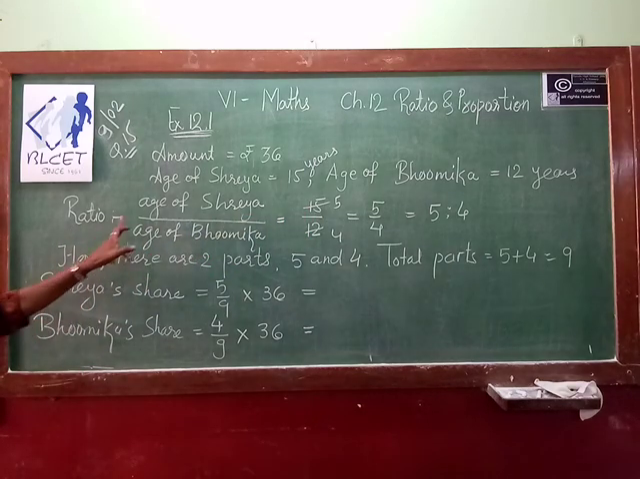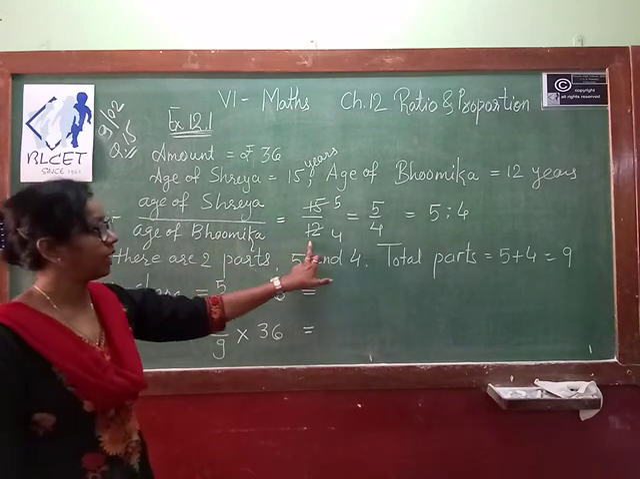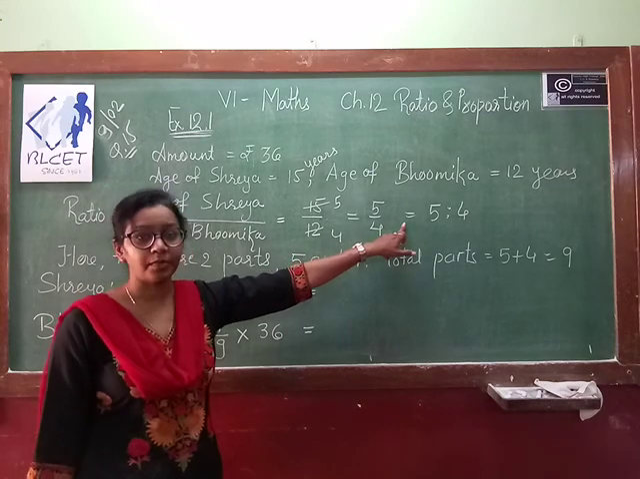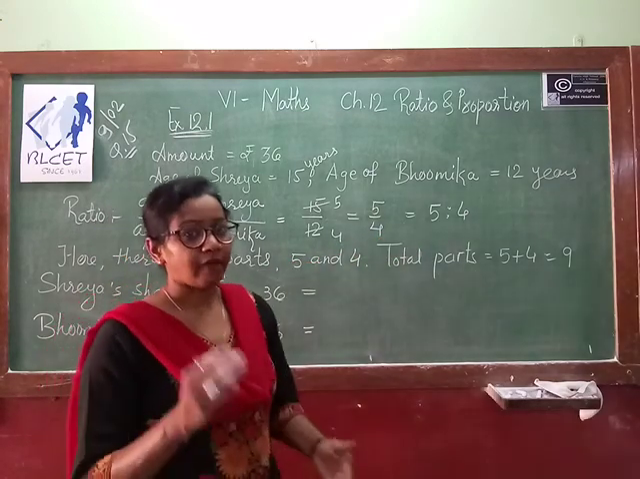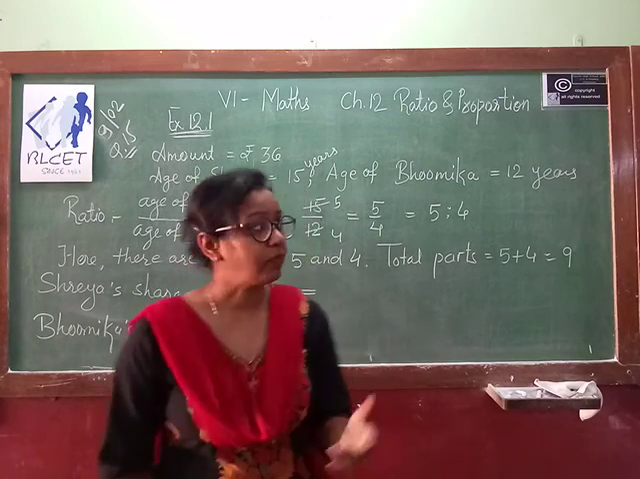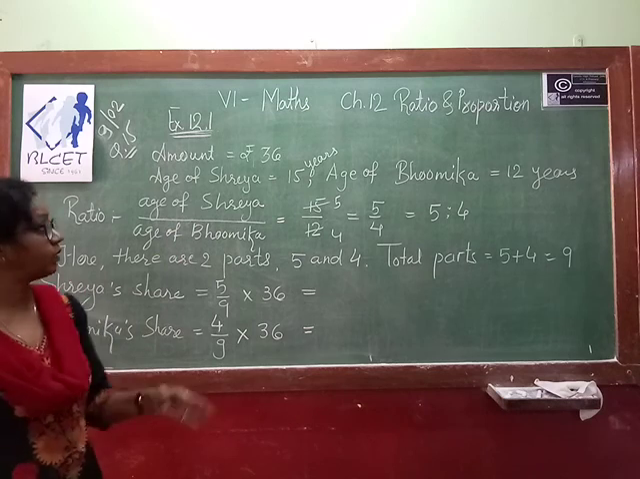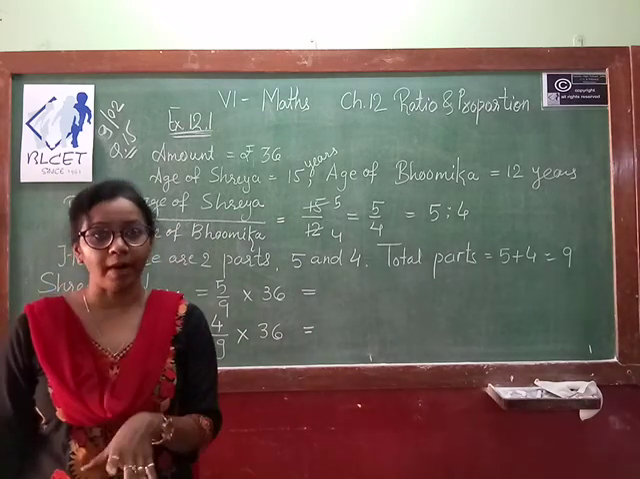The ratio: age of Shreya divided by age of Bhumika. So you will get 15 by 12. Do the cancellation. You are getting 5 by 4. So what is the ratio of rupees 36? That is 5:4. Means 5 parts of rupees 36 will go to Shreya and 4 parts of rupees 36 will go to Bhumika. So first of all we have to find the total number of parts.